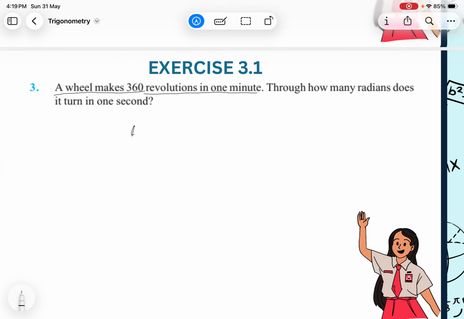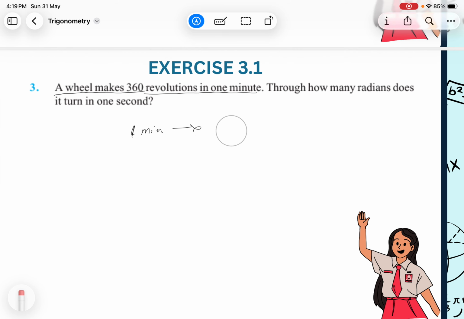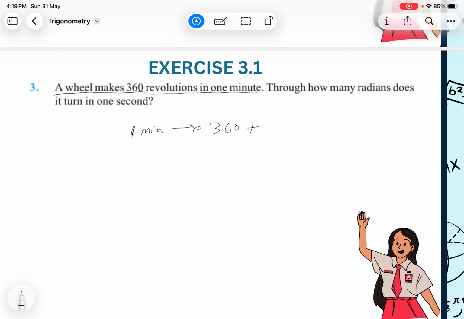So in 1 minute this wheel rotates 360 times, not degrees, times, right? So the question is: through how many radians does it turn in 1 second? It's saying if in 1 minute it's rotating 360 times, then in 1 second, how many radians does it turn?